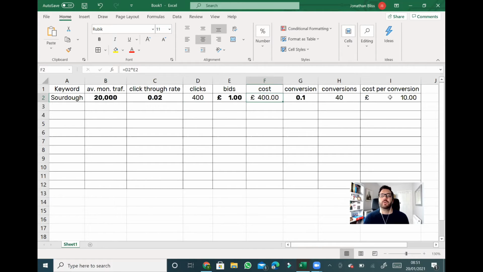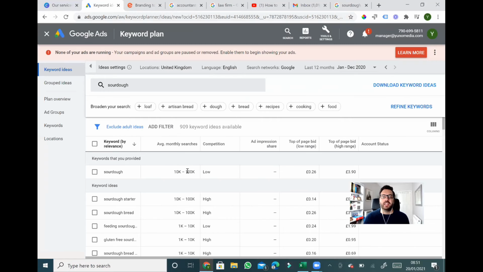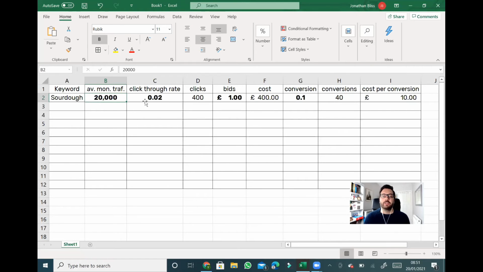So say, for example, on this one, let's say the monthly traffic is roughly 20,000. Let's say 20,000 come through, sort of on the lower end of the range. The reason I'm going to say 20,000 is because we're going to choose a lower bid. So we've got 20,000. Now, click-through rate, 0.02 basically means 2%.